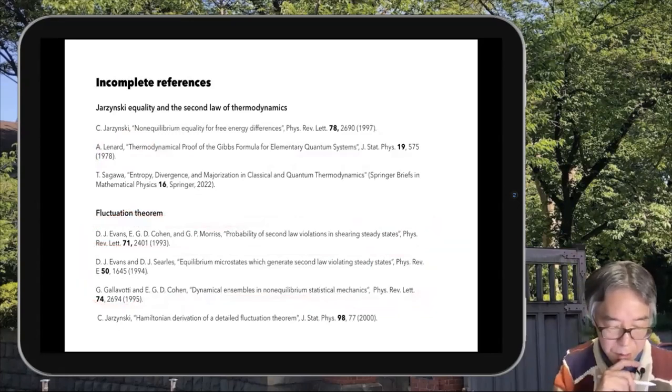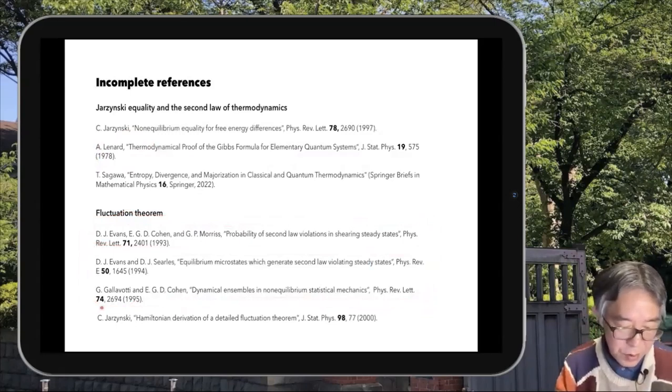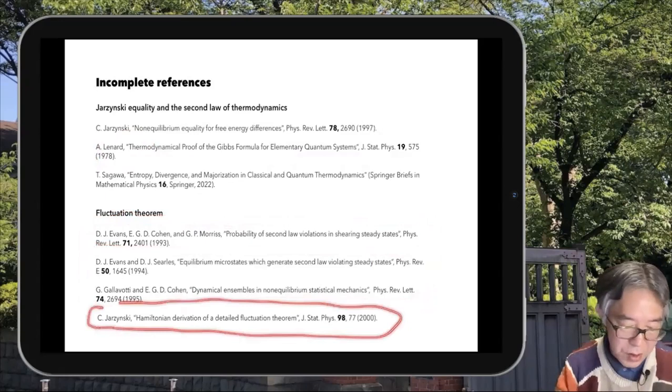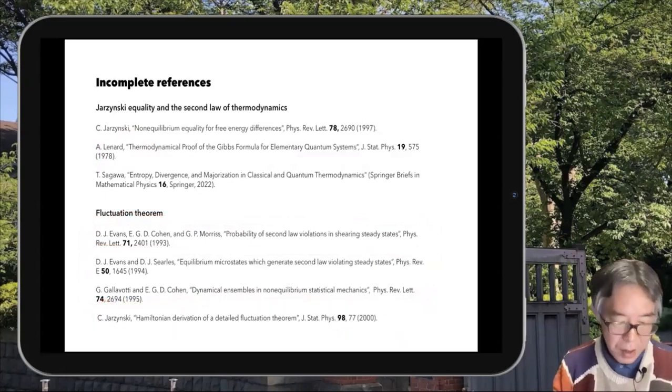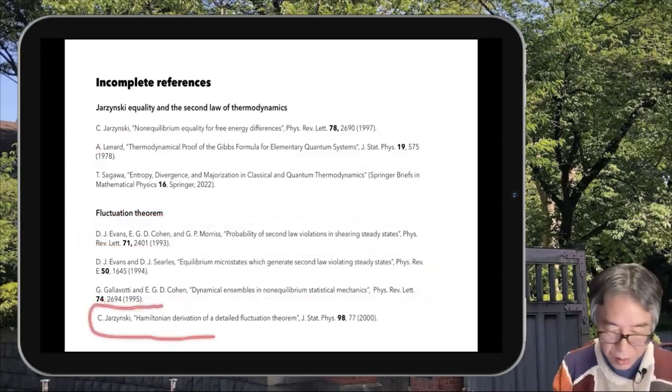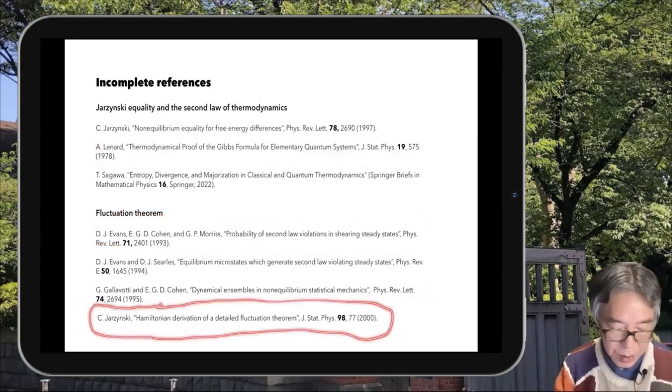And the very easy fluctuation theorem, the version we discussed, is actually something almost trivial. And this version, I think, was first discussed again by Chris Jarzynski.